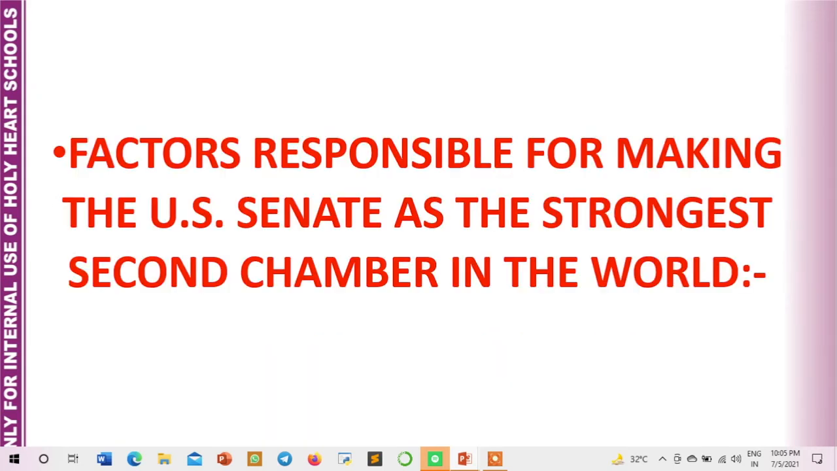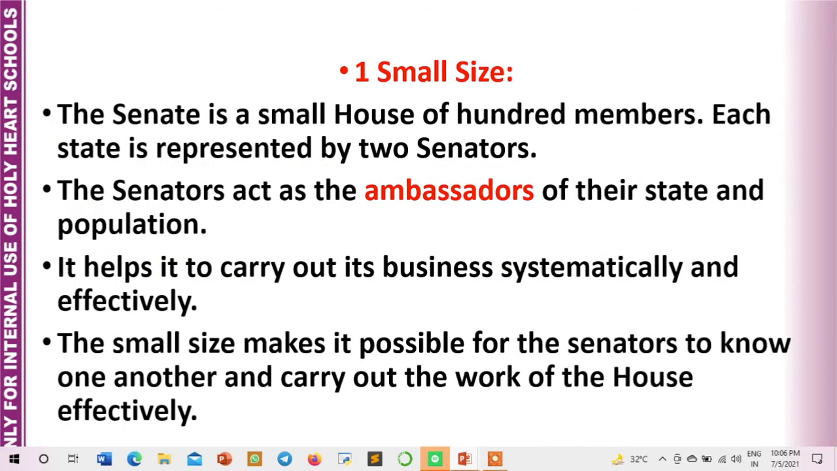Now, I will talk about the factors responsible for making the US Senate the strongest second chamber in the world. The first point is its small size. The Senate is a small house of 100 members. Each state is represented by two senators. The senators act as the ambassadors of their state and population. It helps it to carry out its business systematically and effectively. The small size makes it possible for the senators to know one another and carry out the work of the House effectively.